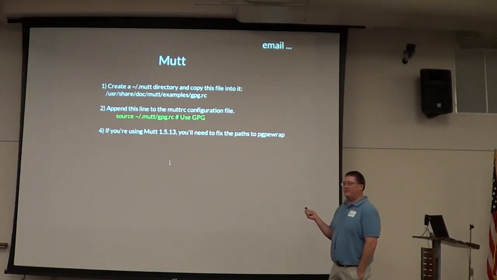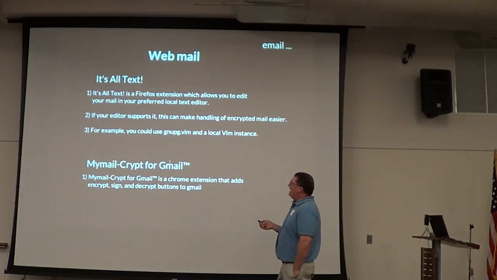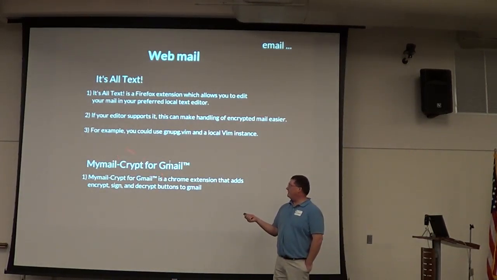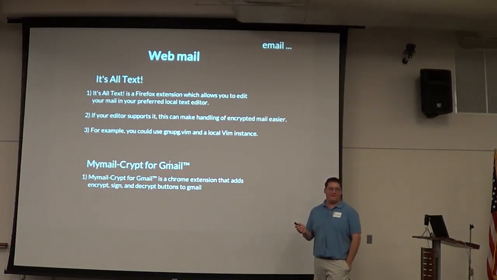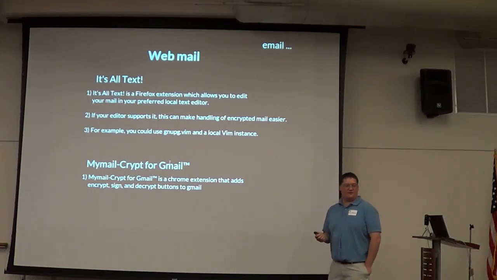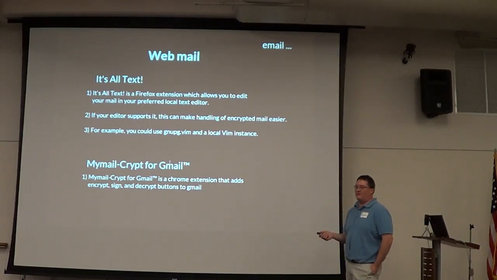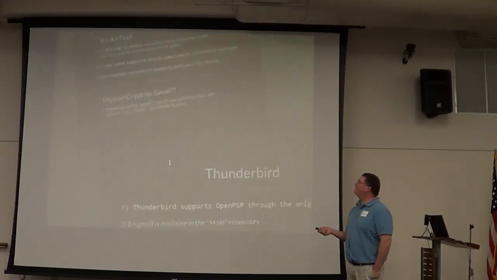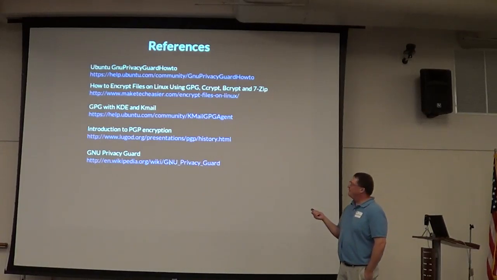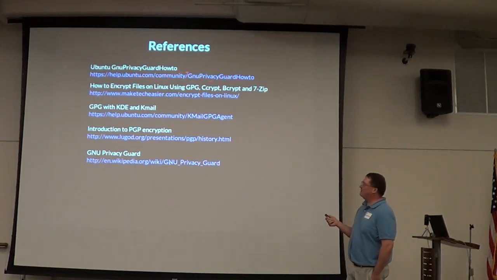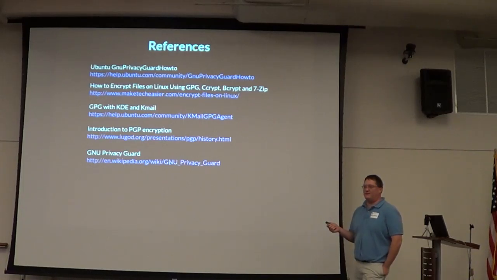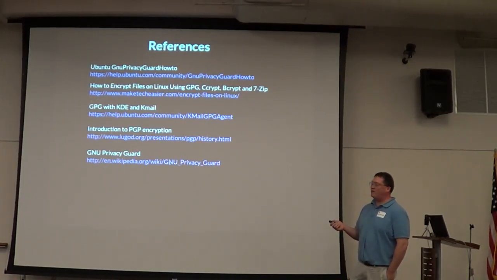Mutt, if you like using Mutt, you can use GPG with your Mutt. And webmail, this is one for Gmail that I ended up using. It's possible to use it, but like I said, I prefer the Evolution version. There are other Chrome extensions that work better. And this is where I got most of my information. The Ubuntu help is actually a really step-by-step guide on how to set it up. It's really easy to use. So if you only want to look at one of these, go to the Ubuntu one at the top here. That's the easiest.